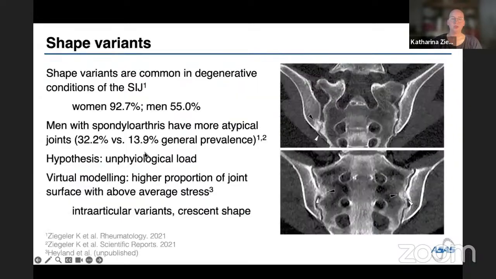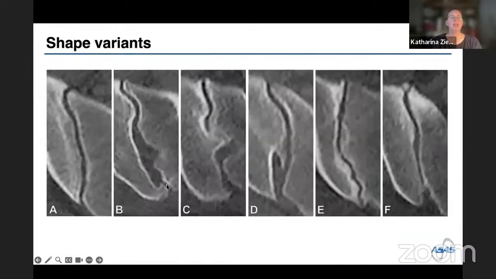So this is not an actual joint. Sorry. But back here, we see another little joint facet. And this is what we would call an accessory sacroiliac joint. So this is our first shape variant.